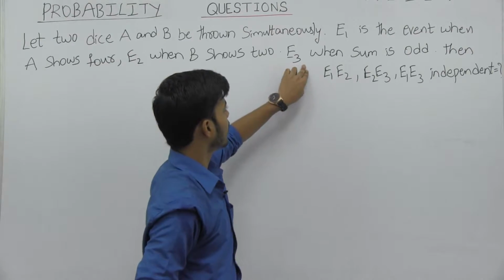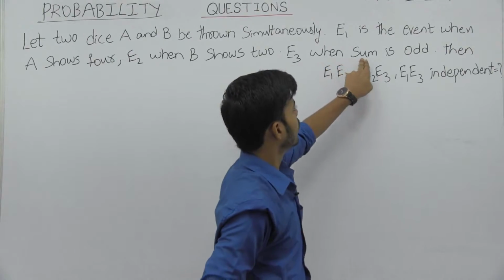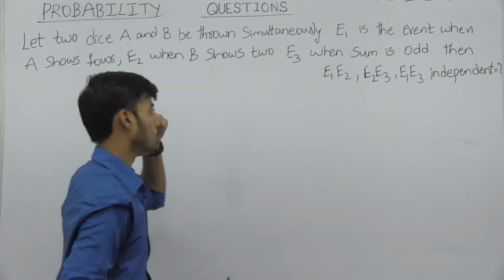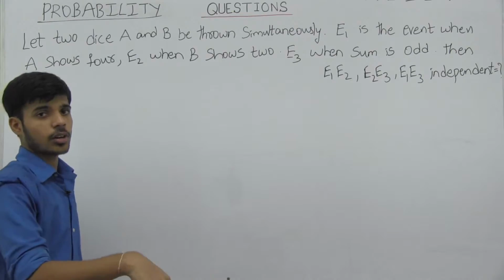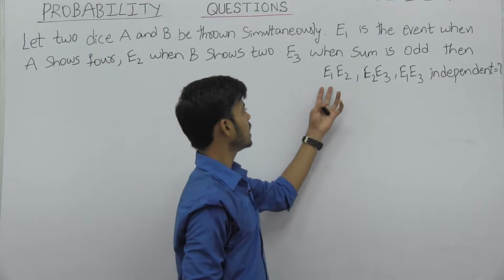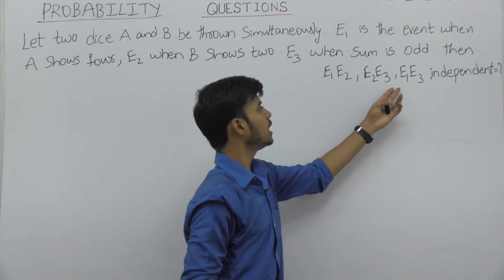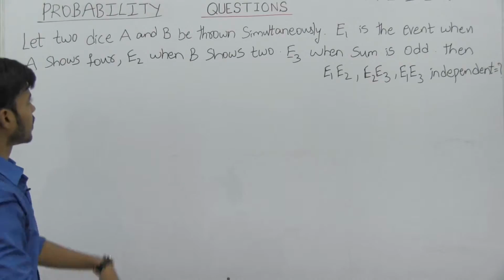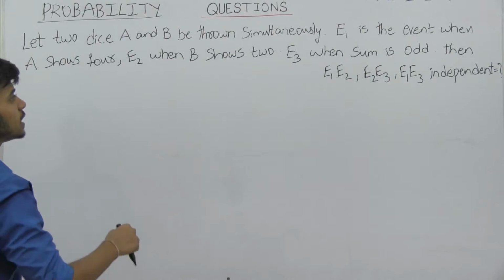In the same way, E3 is the event when the sum of both the dice is odd. So the sum of numbers shown on each dice is odd. Then we have to find whether E1, E2, E2, E3 and E1, E3 are independent or not. So let's first find the probability of each event.